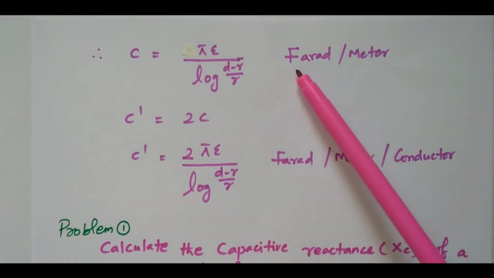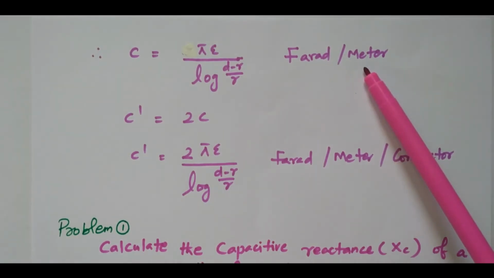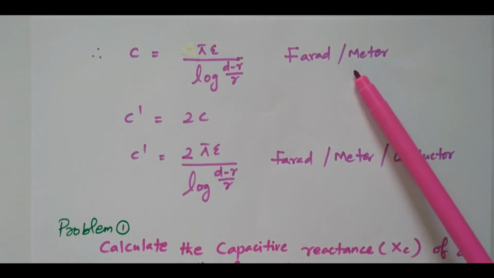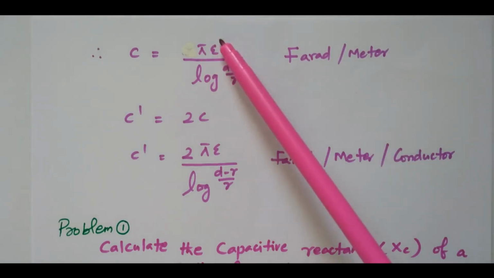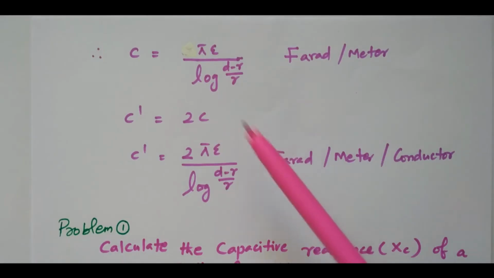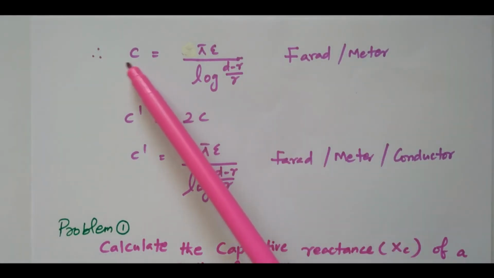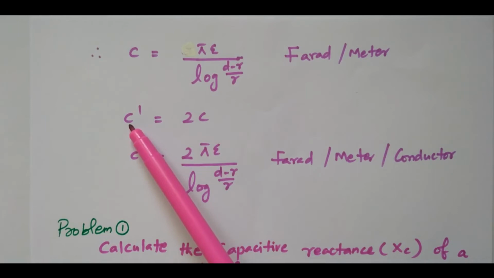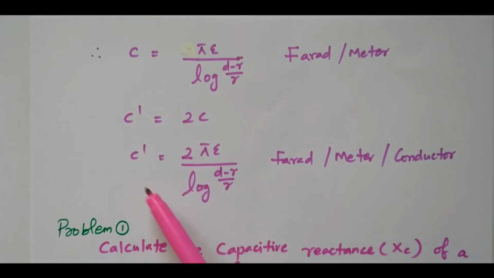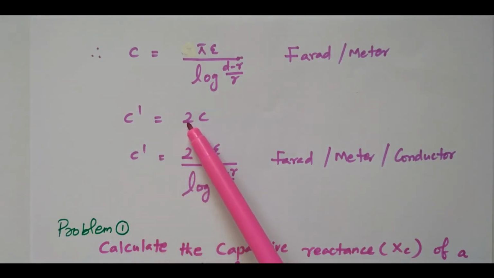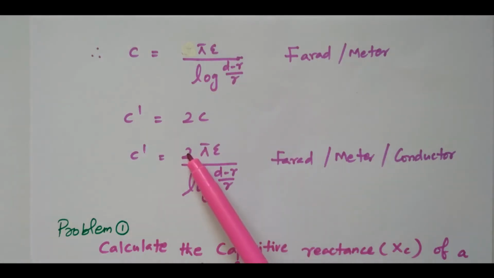What is the unit? Farad per meter. Because we consider only 1 meter length of cable, the unit is farad per meter. Pi epsilon divided by log d minus r by r. So this is the total capacitance. What is the capacitance per conductor? C dash equal to 2 times of C, 2 times of total capacitance per conductor. So C dash equal to 2 times of this C, right? 2 into C, 2 pi epsilon divided by log d minus r by r, right?